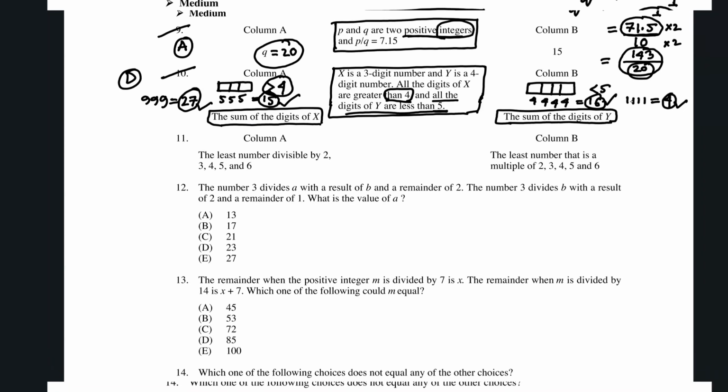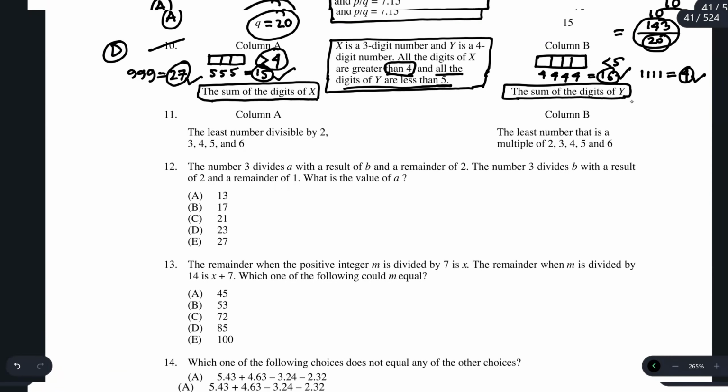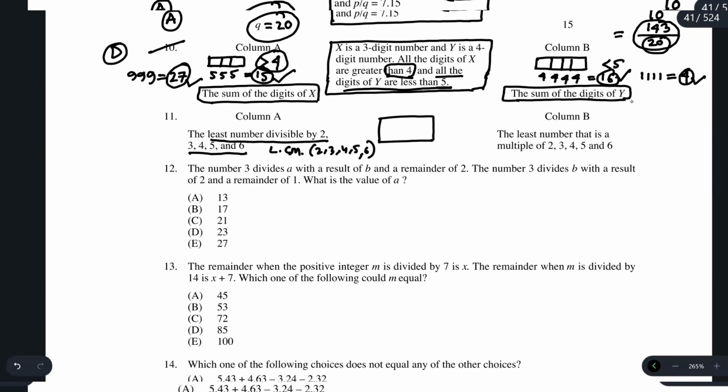Now let's move to question 11. Here, for column A, we do not have any given information other than the information provided in columns A and B. For column A, it is given as the least number divisible by 2, 3, 4, 5, 6. So that is the least common multiple of 2, 3, 4, 5, 6, because the least common multiple is the least number that is divisible by all these values.